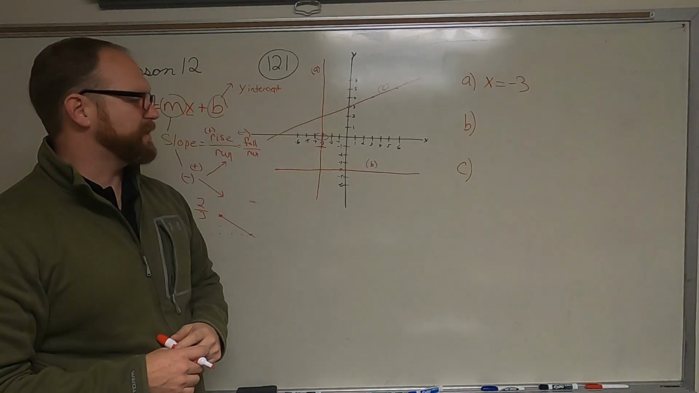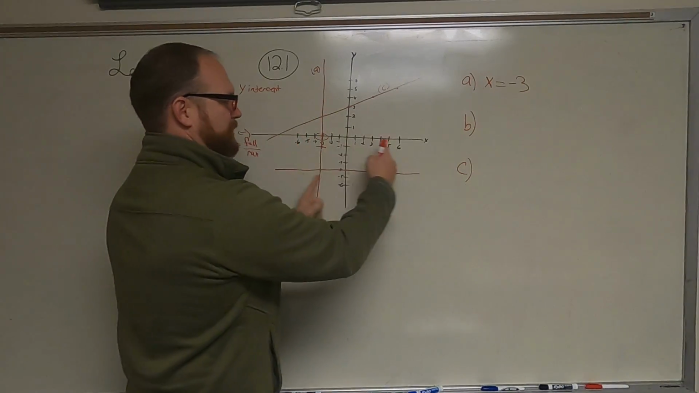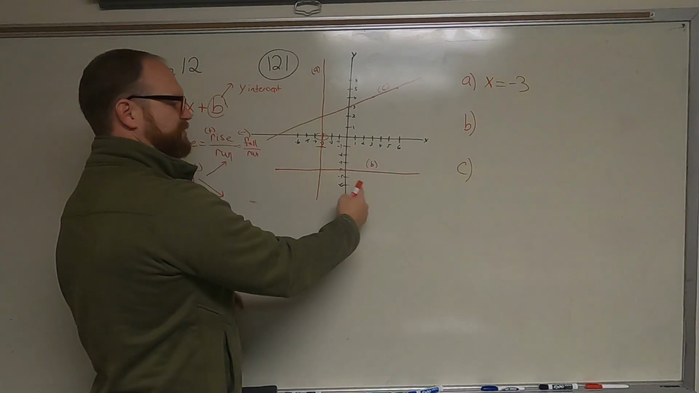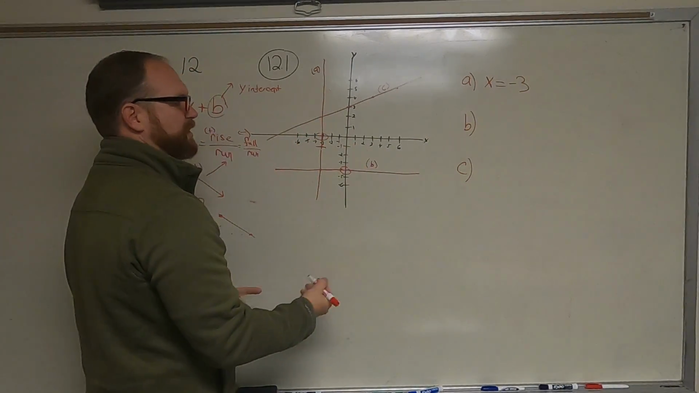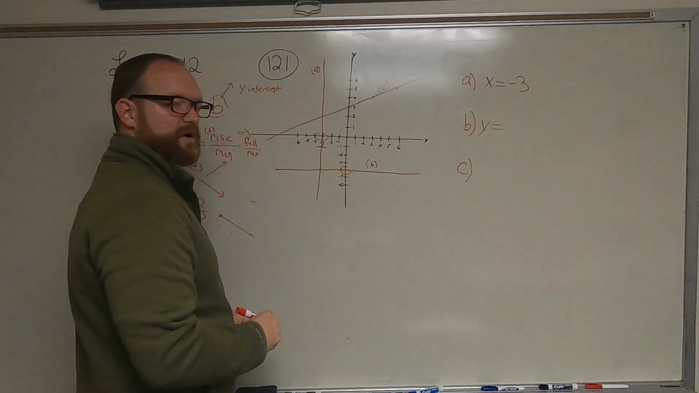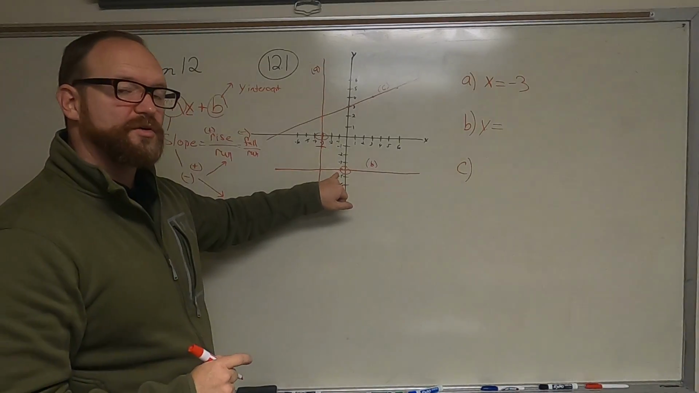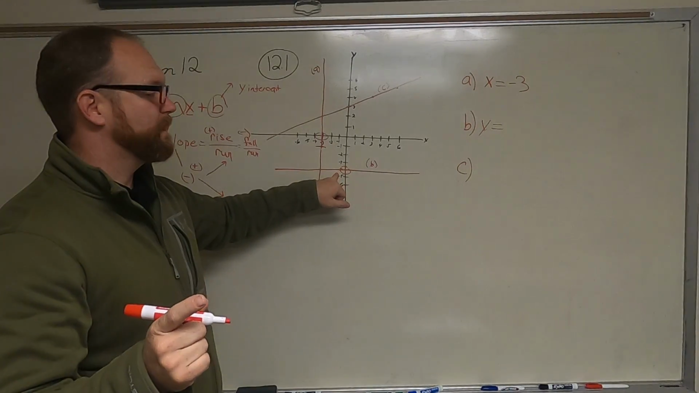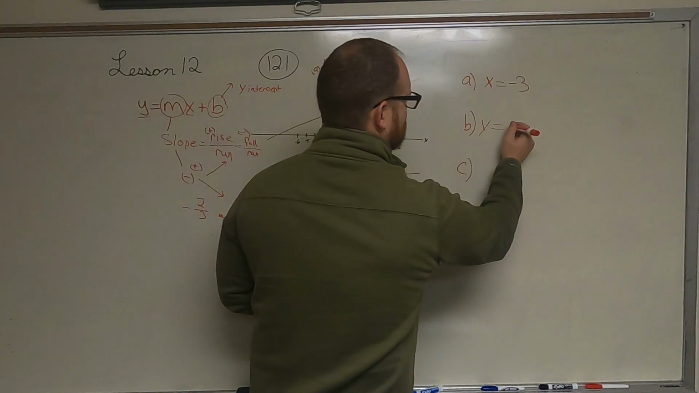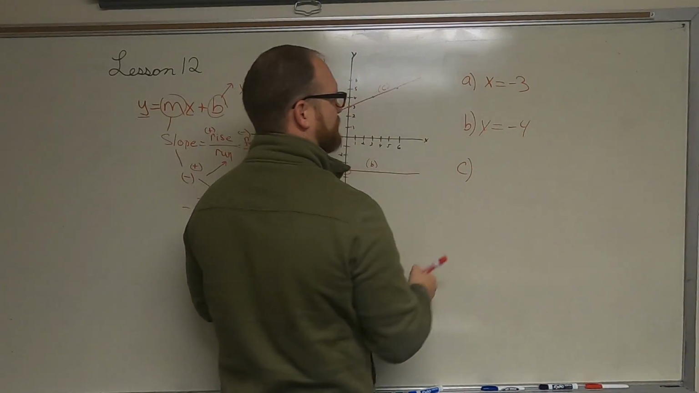Well, where does B cross the y-axis? Now, it's not crossing the x, it's running parallel with the x, but it crosses the y right there. So we would say the equation is y equals something. Where does it cross that y-axis? You can look in your book, hard to see right here, but you can see that it crosses the y-axis at -4. And so our equation for line B is y equals -4.